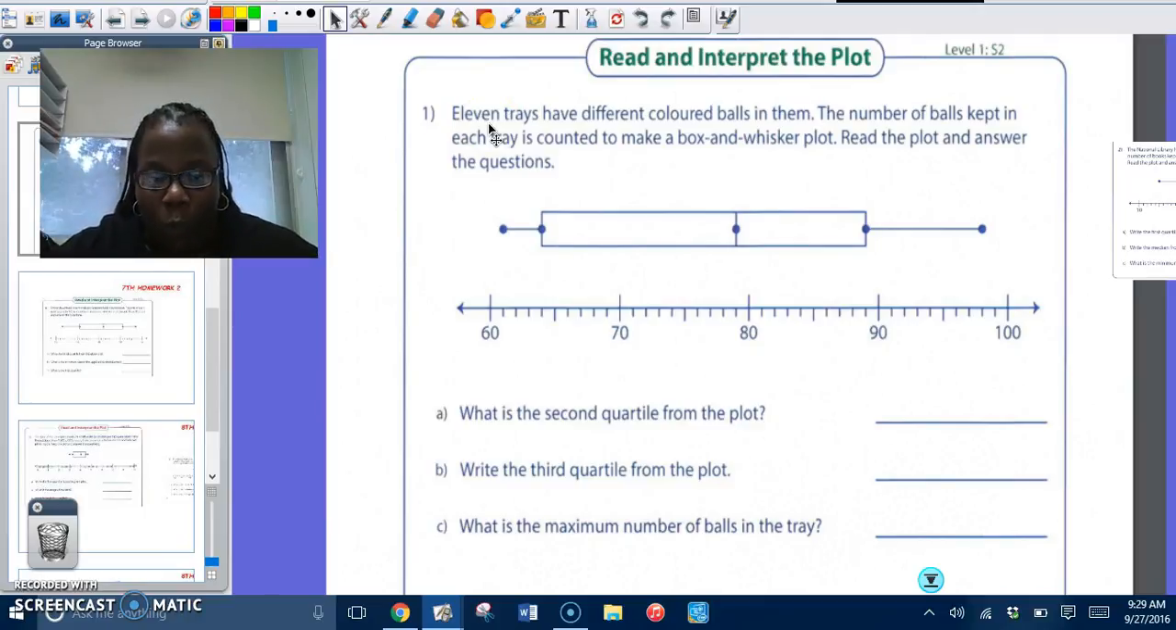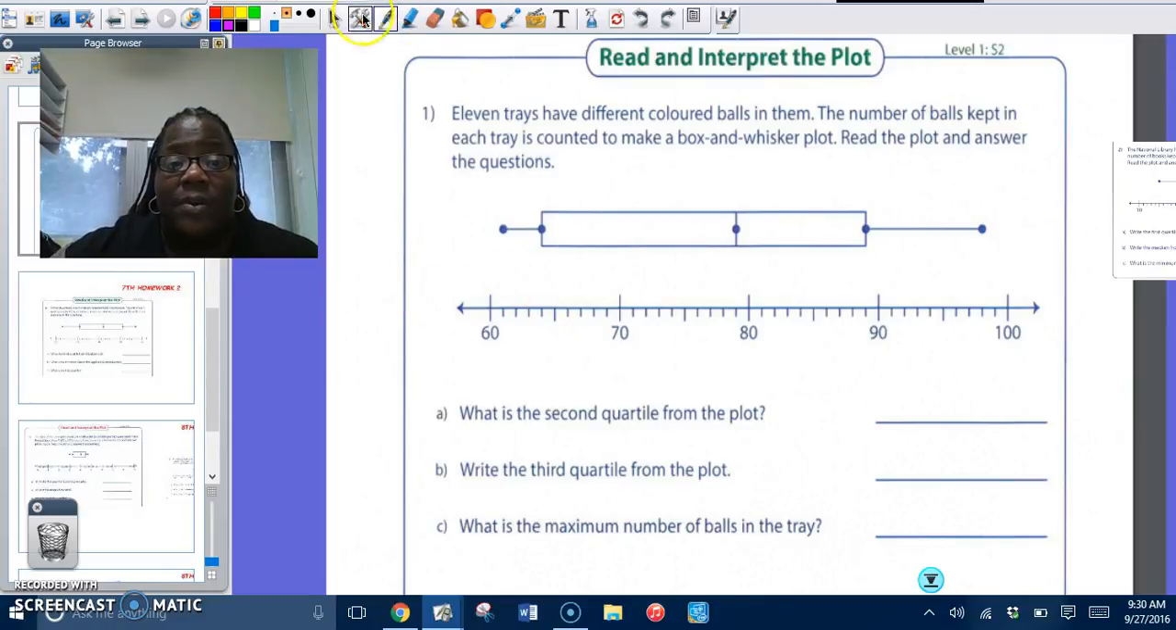Read with me. Question number 1. 11 trays have different colored balls in them. The number of balls kept in each tray is counted to make a box and whisker plot. Read the plot and answer the questions. Here we go. Box and whisker plot.